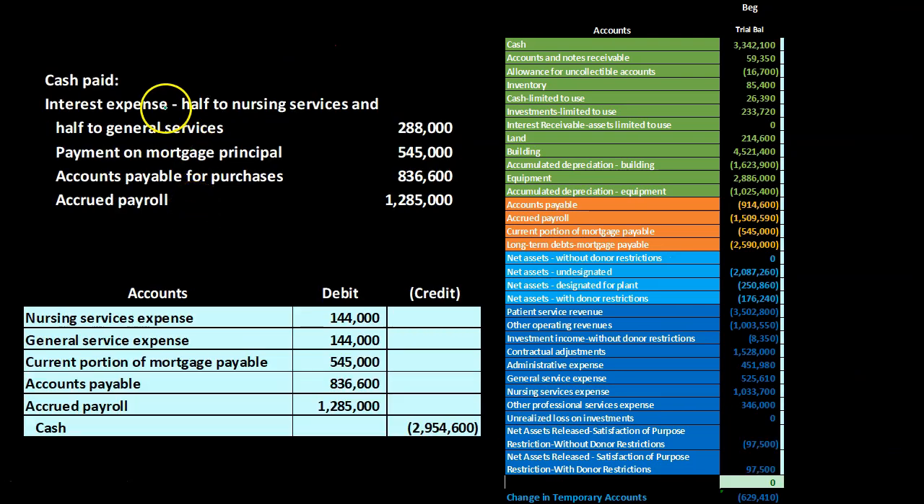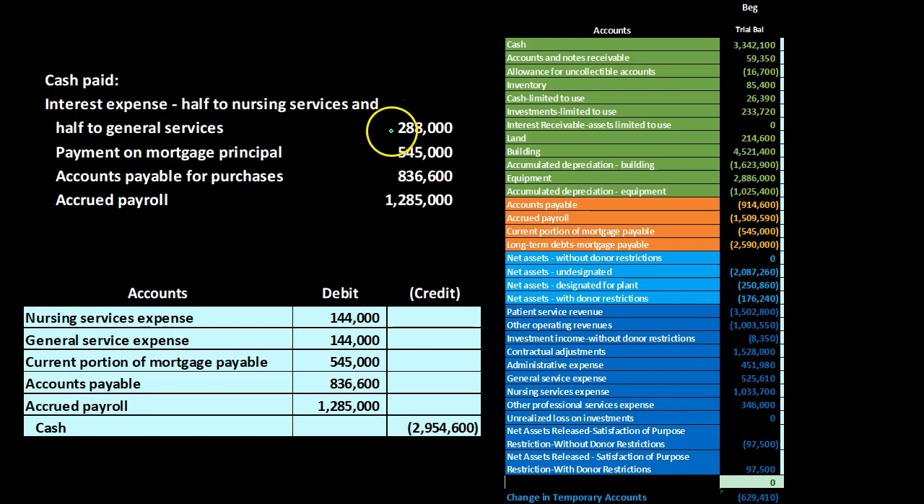Now we're going to take a look at the cash that was paid throughout the time period, again lumping these things together into summary transactions. For the cash that was paid throughout the whole time period, the whole month, the whole year: interest expense, half to nursing services and half to the general service.